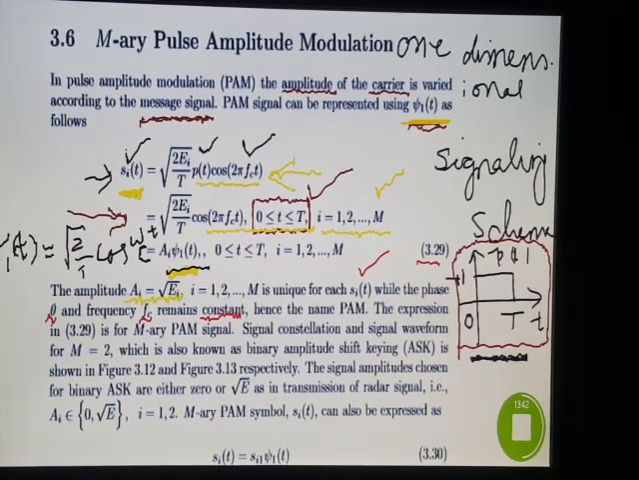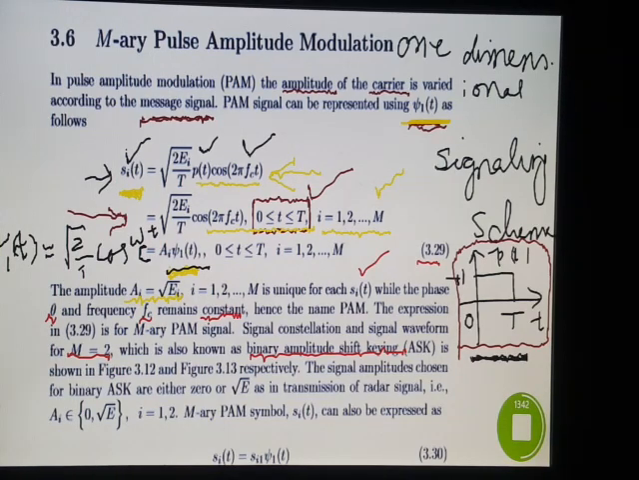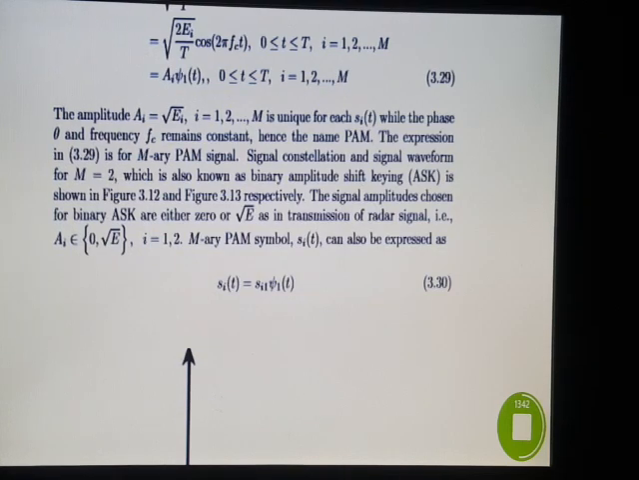The expression in equation 3.29 is for the M-ary pulse amplitude modulated signal. The signal constellation and the signal waveform for M equal to 2, which is also known as binary amplitude shift keying, are shown in figure 3.12 and figure 3.13 respectively. Let me show you those figures, so let's move to these diagrams, and then we will come back.